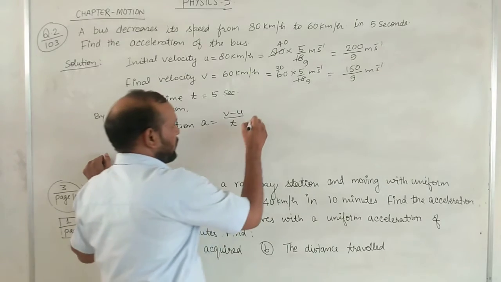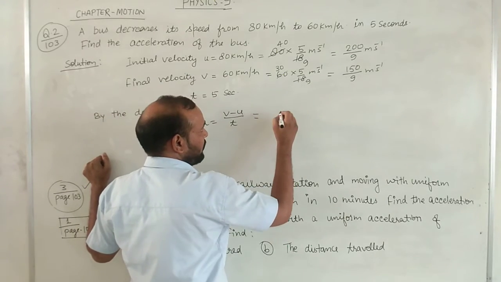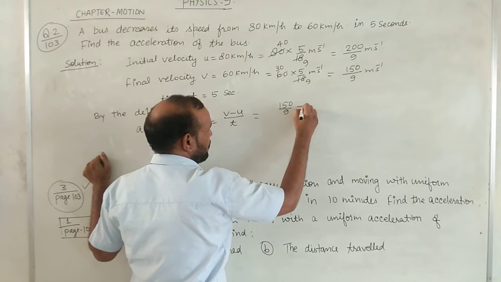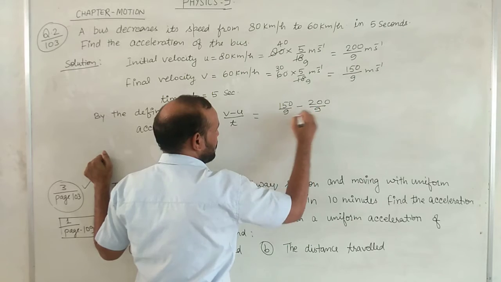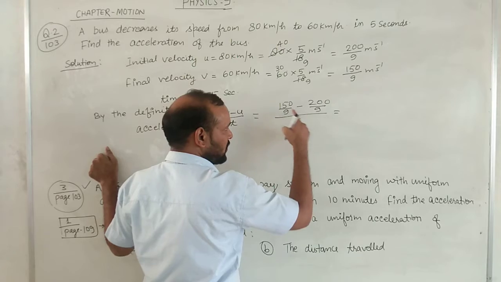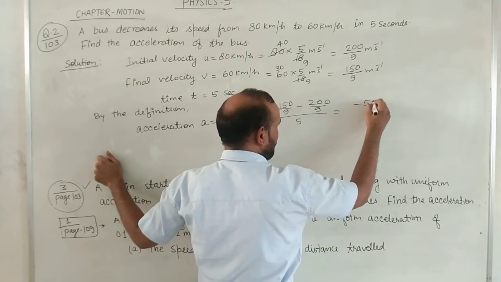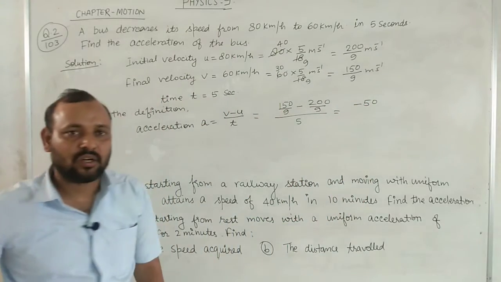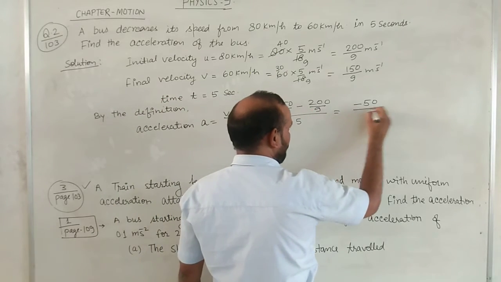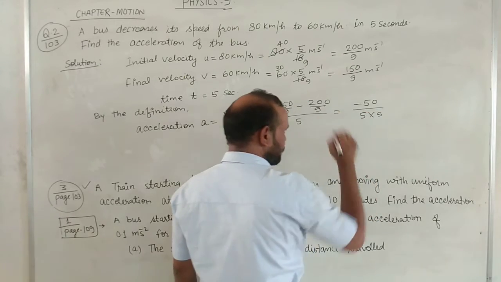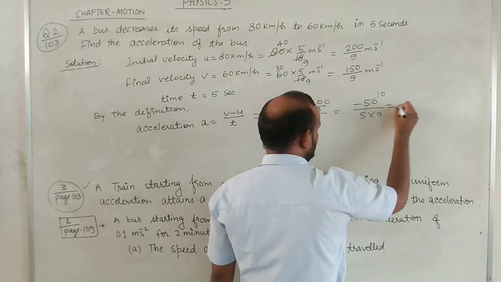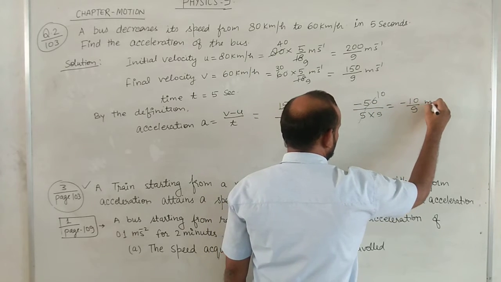Put the values. You are given final velocity v is equal to 150 upon 9 minus 200 upon 9, upon time 5 seconds. Then the denominators can be kept and we subtract: 150 minus 200 will be minus 50, upon 5 into 9. Divide by 5, this is equal to minus 10 upon 9.